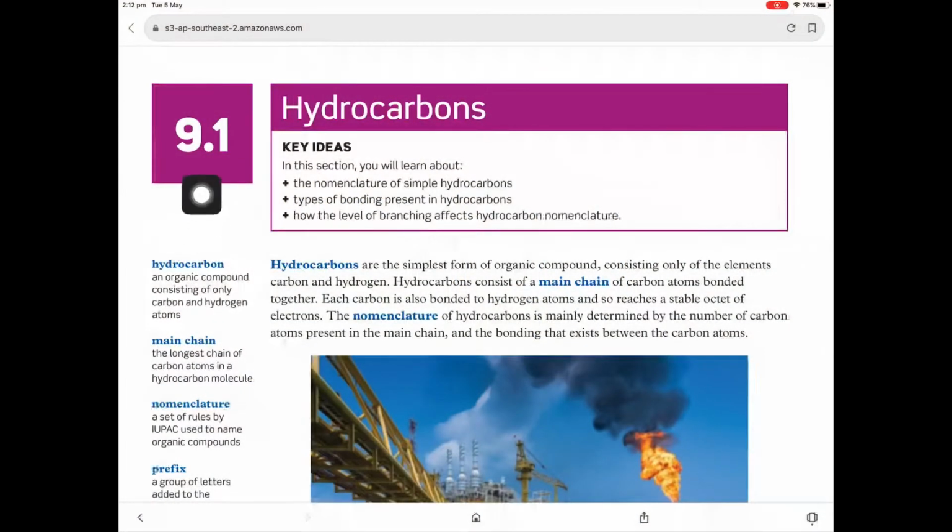We're in chapter 9.1 now, hydrocarbons. And some of the things we're going to be learning about in this section is the nomenclature of simple hydrocarbons. Nomenclature just means the principles of naming, the naming rules. And we're going to be looking at the types of bonding present in hydrocarbons. And we're going to look at how the level of branching affects hydrocarbon nomenclature. So it should be a real cracker.